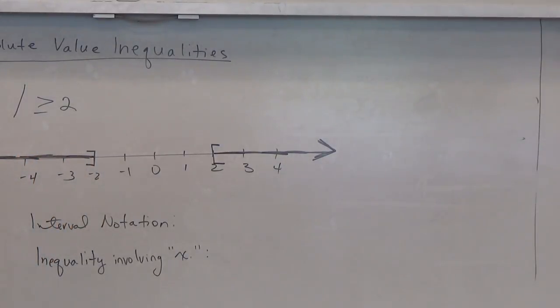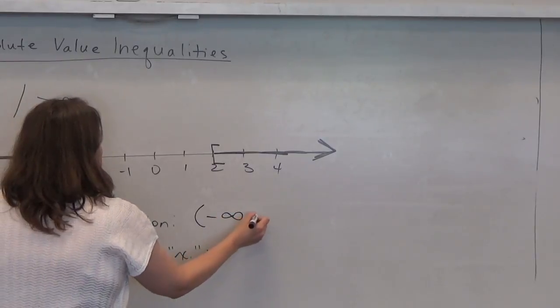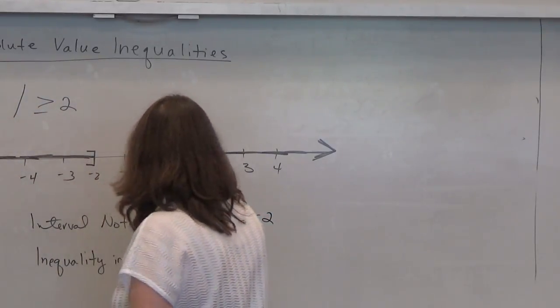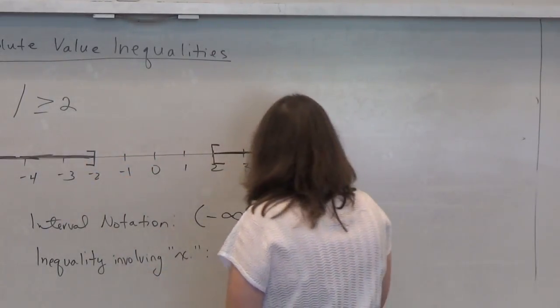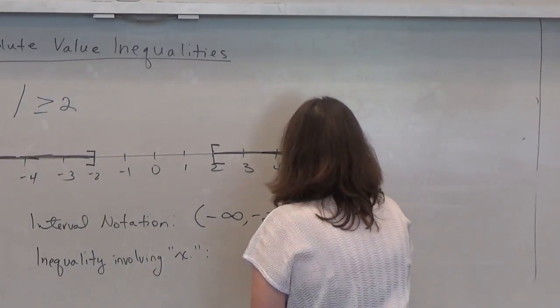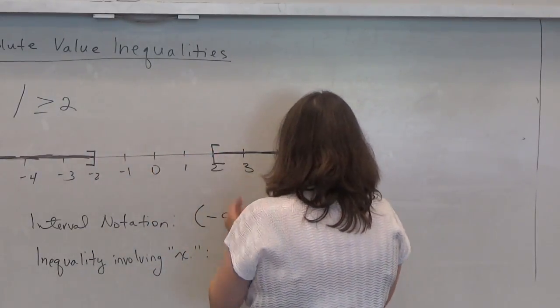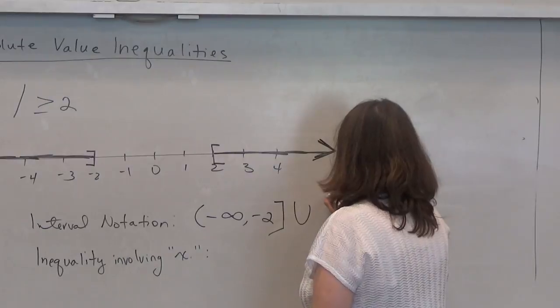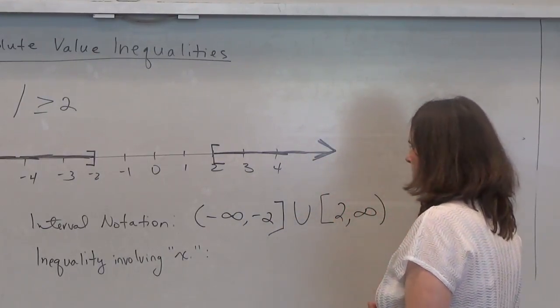How do we write this in interval notation? We're going to say this goes from negative infinity to negative 2. We put the square bracket with the negative 2, again because of the equals in the original problem. We've got a gap in our graph, so we're going to use the union symbol here, and then square bracket 2 to positive infinity, parentheses.